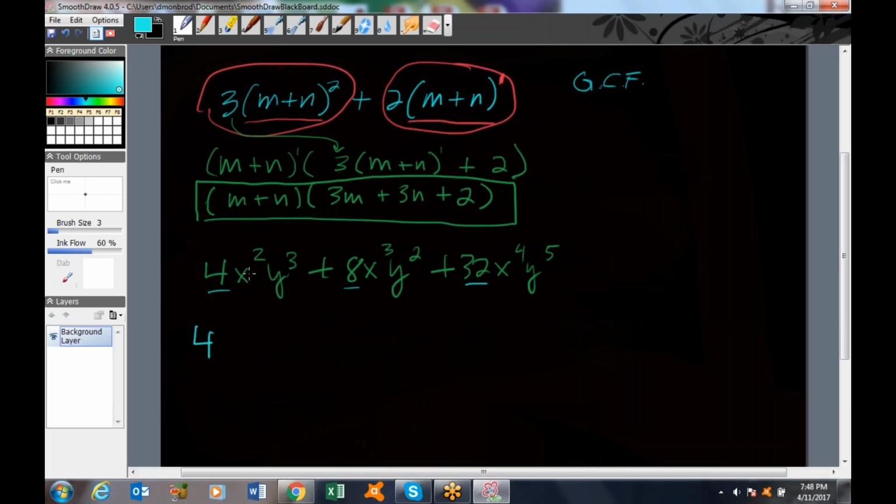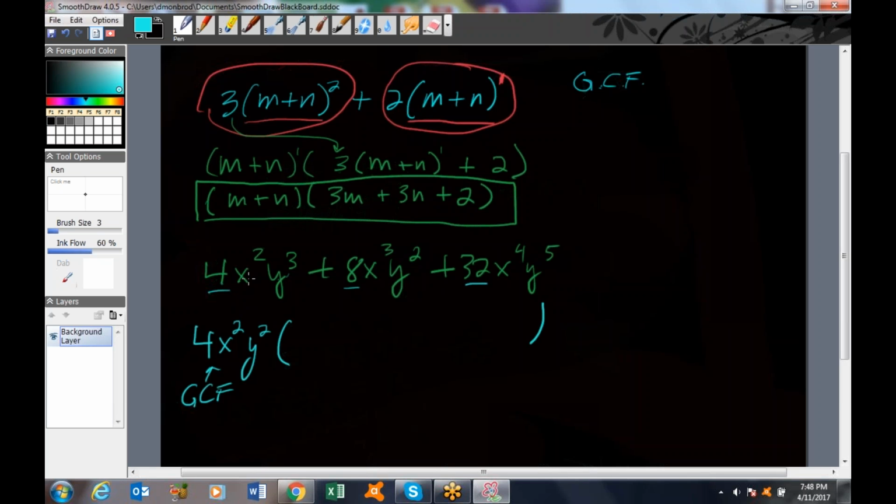Scan across the x's in each term and pick out the lowest power. It would be x squared. Scan across the y's and pick out the lowest power. We have a low power here, 2. So it'll be y squared. This is the GCF. Okay, then we'll leave a place to put the other terms.